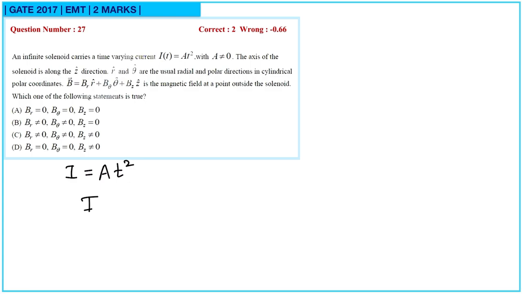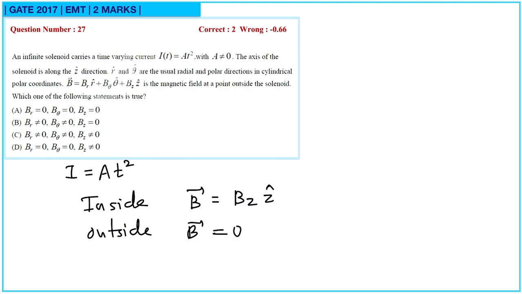Now it is a solenoid, so inside the solenoid B bar will be constant, some constant will be there, and the solenoid is along z direction. That means it will be along z. So this will be BZ z cap, and outside this B bar will be 0. So inside, the BZ component will be non-zero and the R and theta components will be 0. So option D is correct.